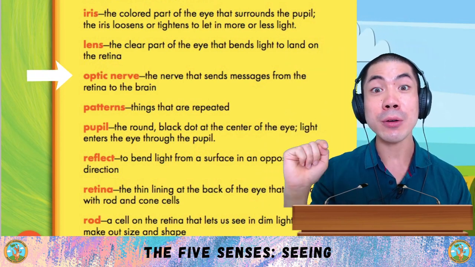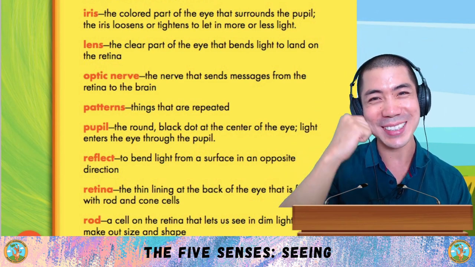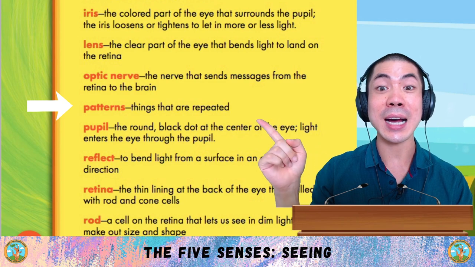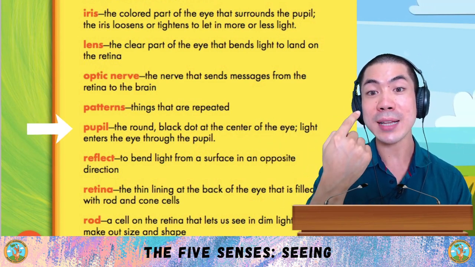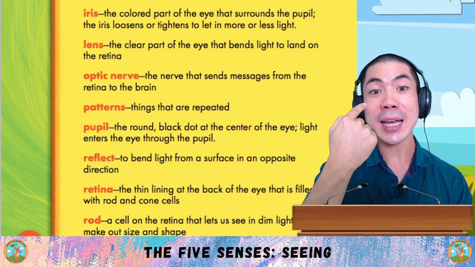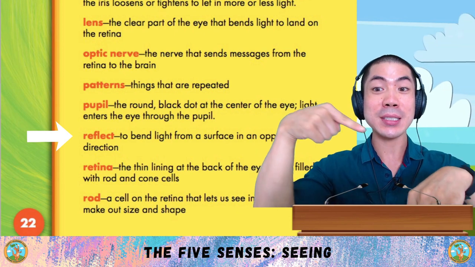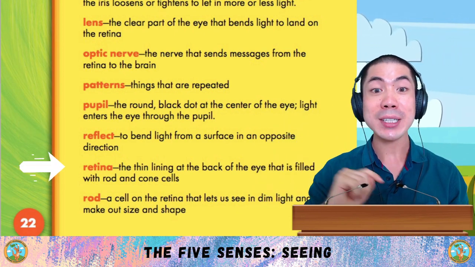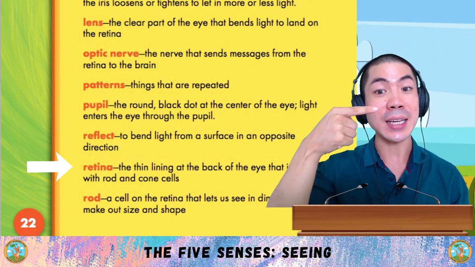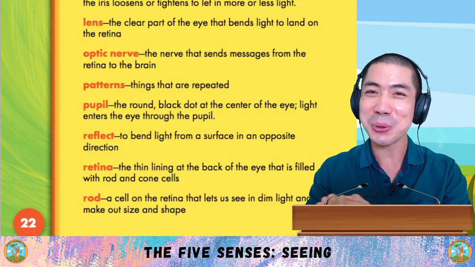The optic nerve is the nerve that sends messages from the retina to the brain. Patterns are things that are repeated. Pupil is the round black dot at the center of the eye. Light enters the eye through the pupil. Reflect is to bend light from a surface in an opposite direction. Retina is the thin lining at the back of the eye that is filled with rod and cone cells.